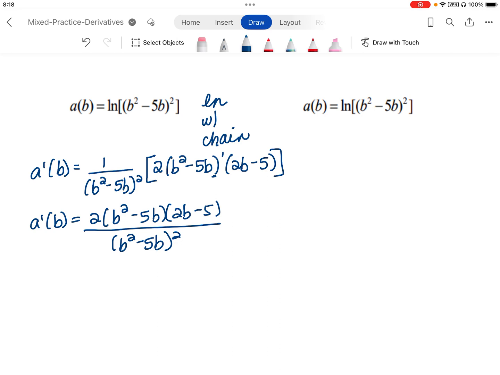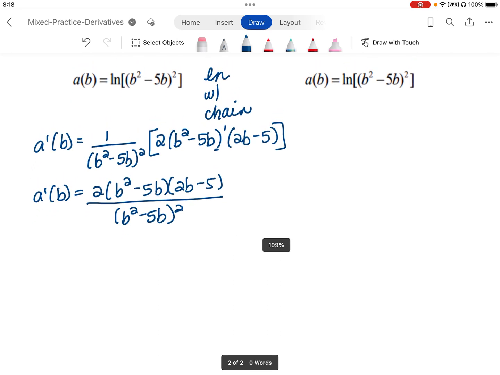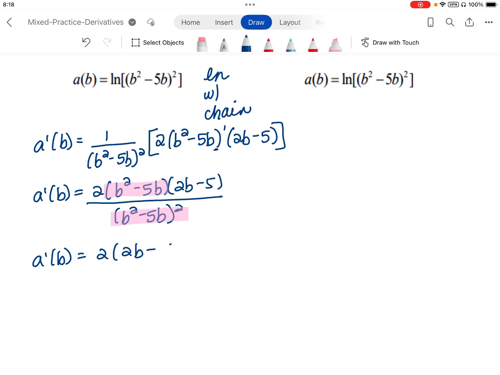So I have that. You can actually simplify this one a bit further if you are looking to simplify, because you have this factor on the top and then you have two of those on the bottom. So you can simplify out one of those factors from the top and bottom. If I take the b squared minus 5b out of the top, and cancel that with one of the b squared minus 5b's on the bottom, then I would have this as my answer.